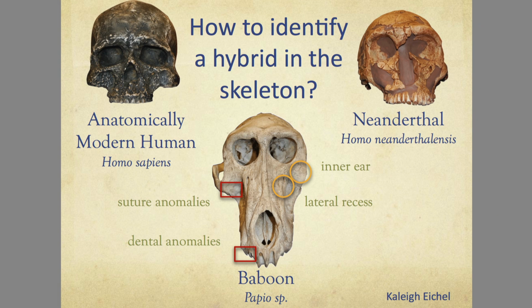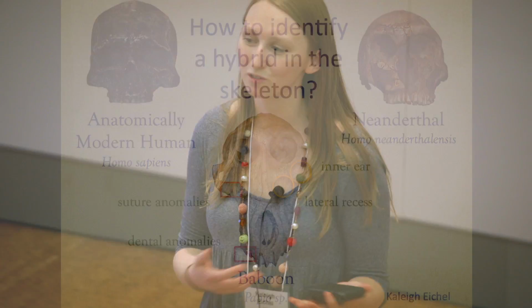So for me, I'm using baboons as a model for anatomically modern human and Neanderthal hybrids. I'm looking at CT scans of skeletons of two different baboons, the yellow baboon and the olive baboon, and their hybrids. By looking at known skeletal hybrids, I'm able to create a list of features that is associated with hybridization. The anthropologist can then take it to the field and choose to identify that skeleton as a hybrid.